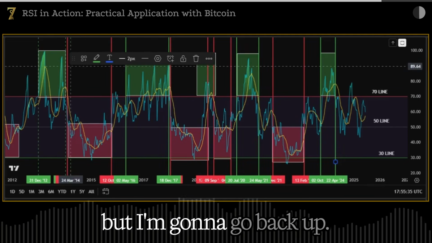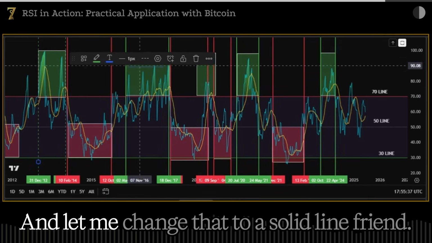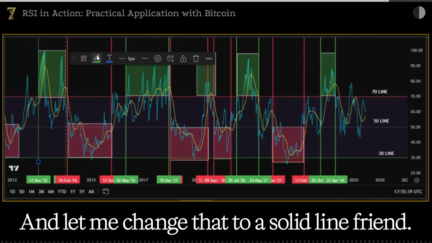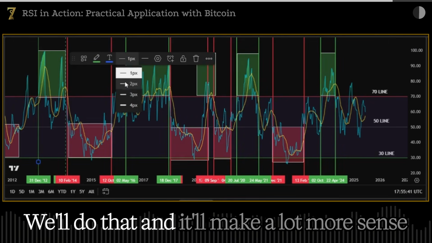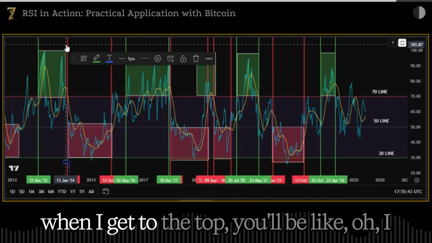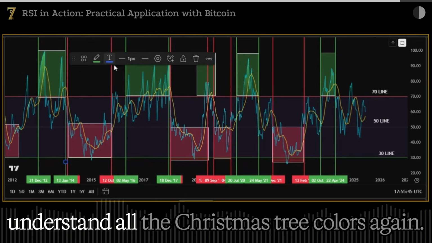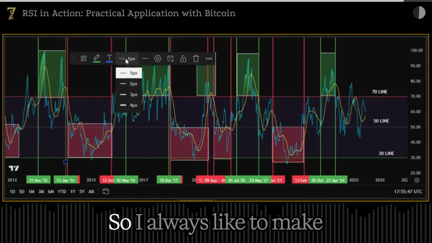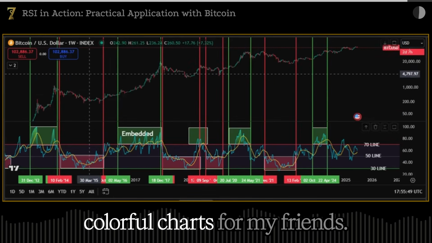Not so much anymore, but I'm going to go back up and change that to a solid line, friend. We'll do that, and it'll make a lot more sense when I get to the top. You'll be like, oh, I understand all the Christmas tree colors. I always like to make colorful charts for my friends.